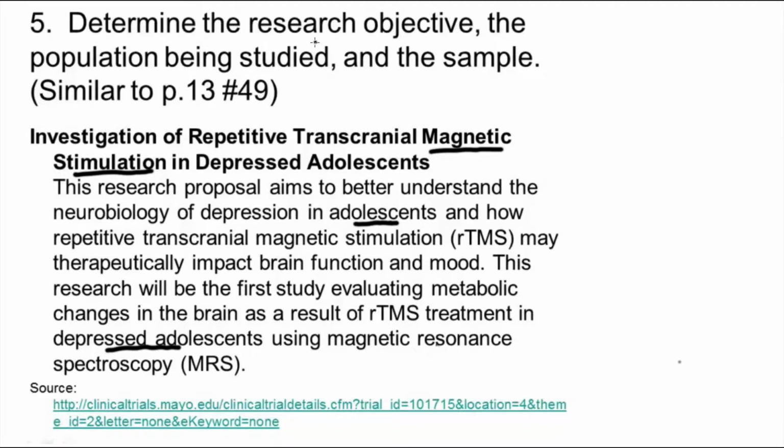So determine the objective. The research objective is magnetic stimulation. The population being studied: here, adolescents were the population being studied. So that's adolescents. And the sample: depressed adolescents is the one picked up. So that's the sample, because a particular amount picked up from the population is the sample. So depressed adolescents is the sample.